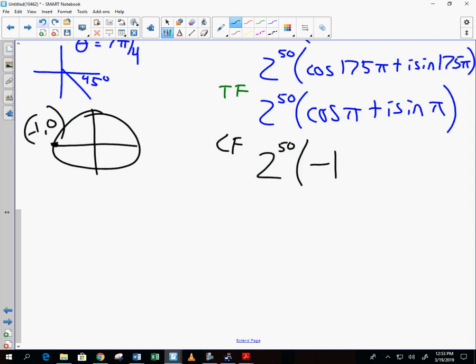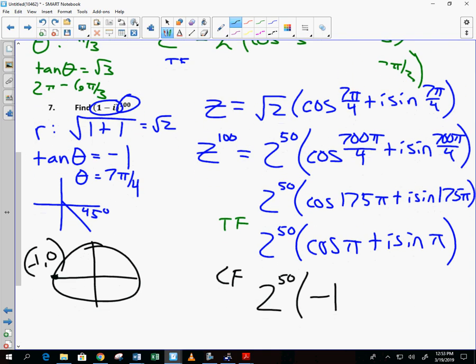Root of 2? Well, you were the one that told me that if you take the root of 2 to the 100th power, that's 2 to the 50th, right?